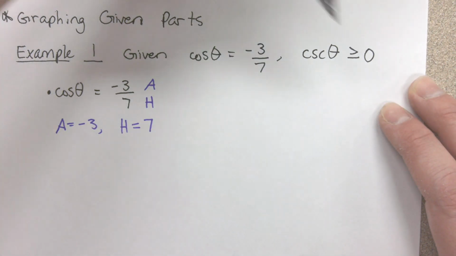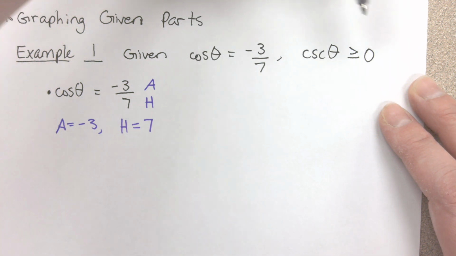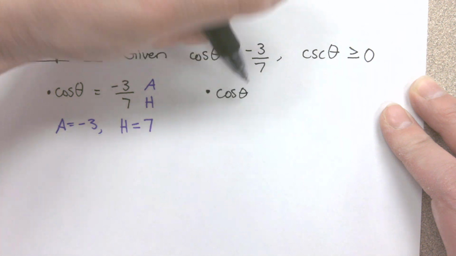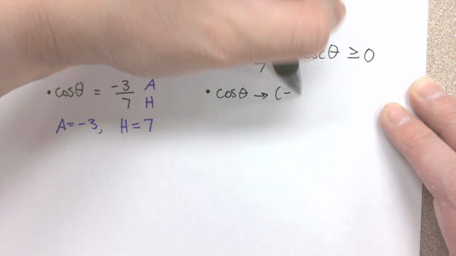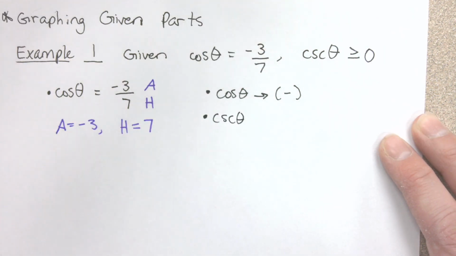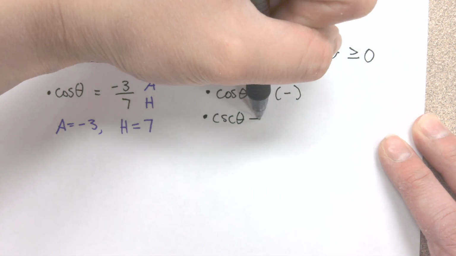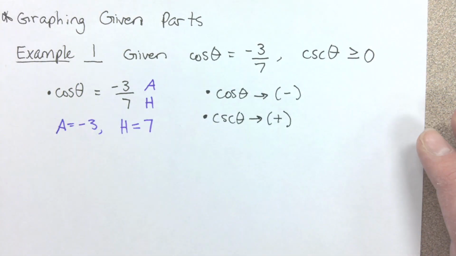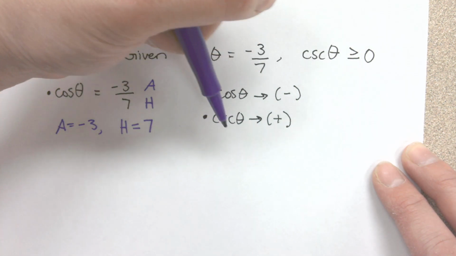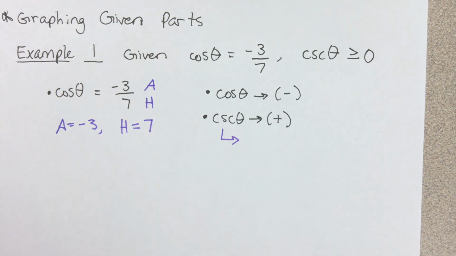The other piece we can get is from a combination of cosine being negative and then the sign on cosecant. So we already know that cosine of theta is negative. That's given. And then we know that cosecant of theta is greater than or equal to 0, so it's positive. That also tells us that what else is positive? If cosecant is positive, what else is positive? Sine. Thank you.